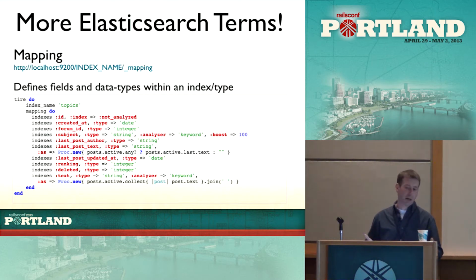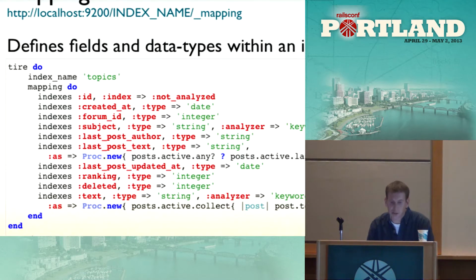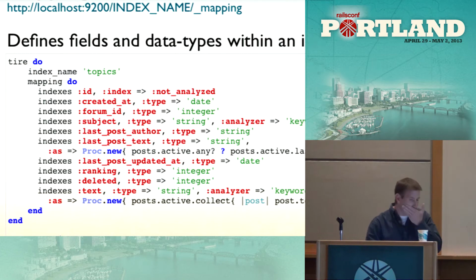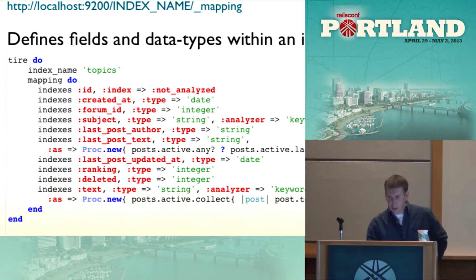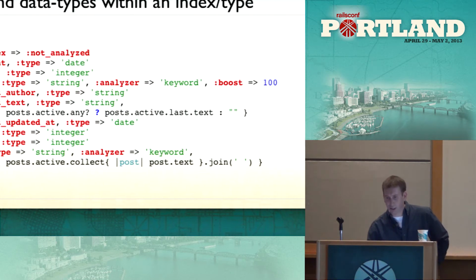Within your ActiveRecord model, you can go in and define the index name here, and I don't know how well you guys can see this, so let me see if I can zoom in a bit. And then you tell it which fields you want to index. You can see here that we're explicitly giving the types. Elasticsearch is pretty good about guessing the types, but it never hurts to actually go through and say what it is. Now you can also define analyzers and boost settings.